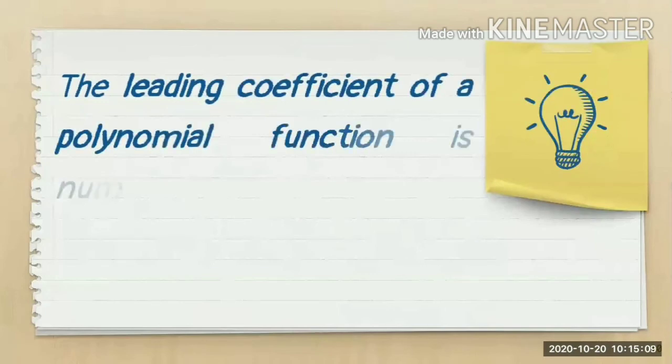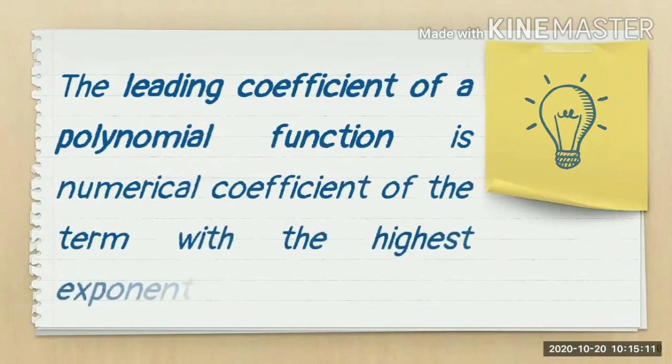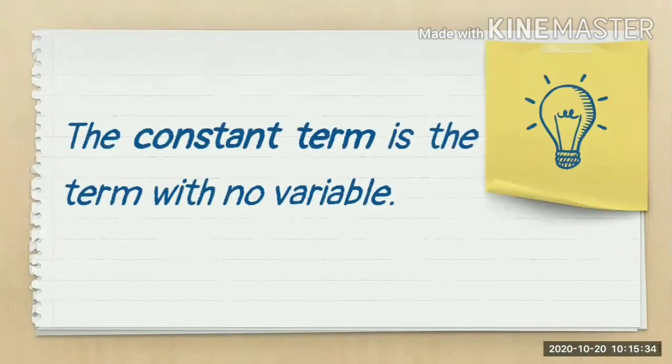Next, we also have here the leading coefficient of a polynomial function. So by definition, the leading coefficient of a polynomial function is the numerical coefficient of the term with the highest exponent. So tingnan po natin yung term na may highest exponent. Then tingnan po natin yung numerical coefficient na kasama ng variable. Then aside from that, we also have here the constant term. So the constant term of a polynomial function is the term with no variable. So kumbaga, number lamang po yung ating constant term.